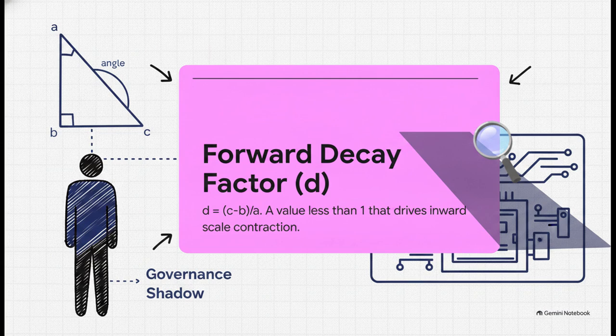But here is the really fun part. Look at the variable b. The author gives it this incredibly specific, almost sci-fi name, the governance shadow. Tuck that away in your mind, because that governance factor is literally going to cast a shadow on our physical hardware in just a minute.